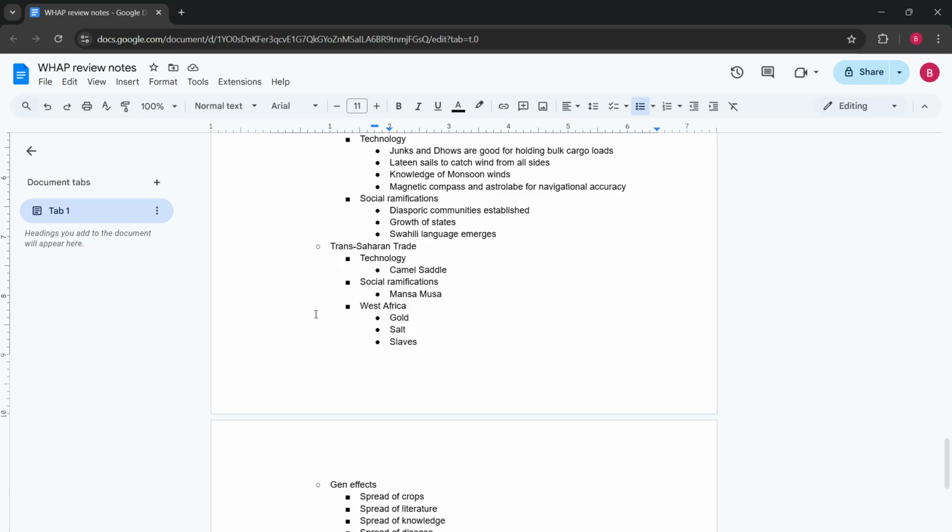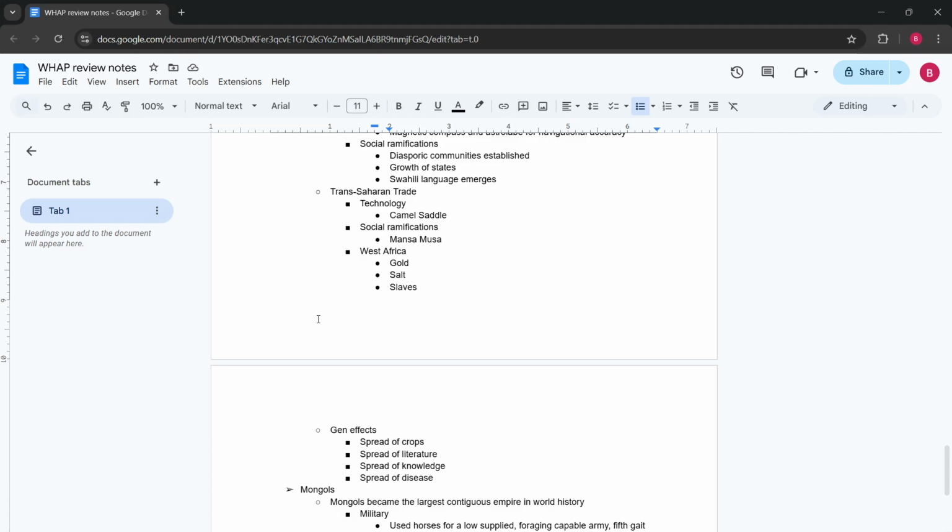The general effects of these networks of exchange: the spread of crops, literature, knowledge, and disease. Like, eventually the bubonic plague was spread. Knowledge from maybe the astronomers in the Abbasid Caliphate, or I guess the Seljuks as well, they would bring that knowledge maybe to China, or maybe to the Swahili coast. They would bring that knowledge around. And then spread of literature, again, they would just spread the books around, and that would help people become more educated.